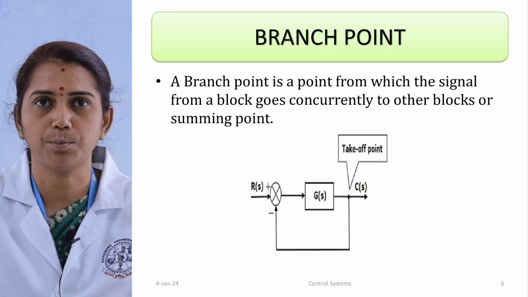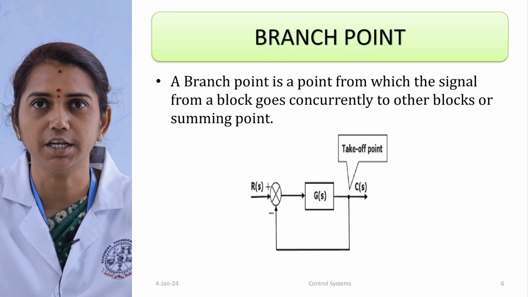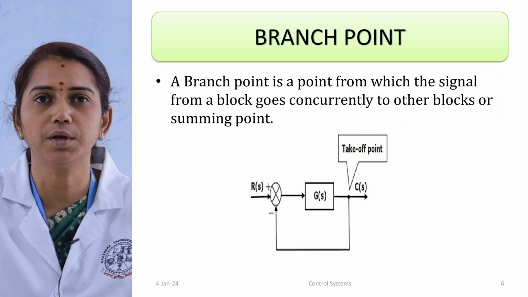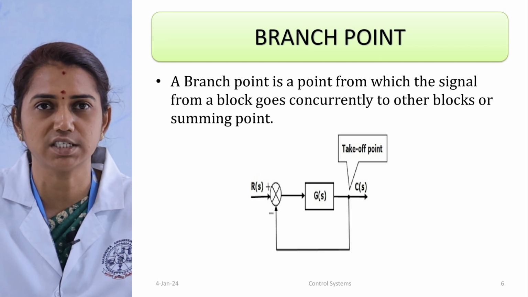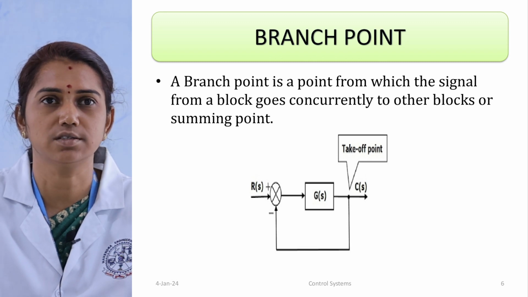Next, the last one, the branch point. The branch point is a point from which the signal from a block goes concurrently to another block or summing point. It may be moved to the next transfer function, or with the help of a summing point. That has been shown here.